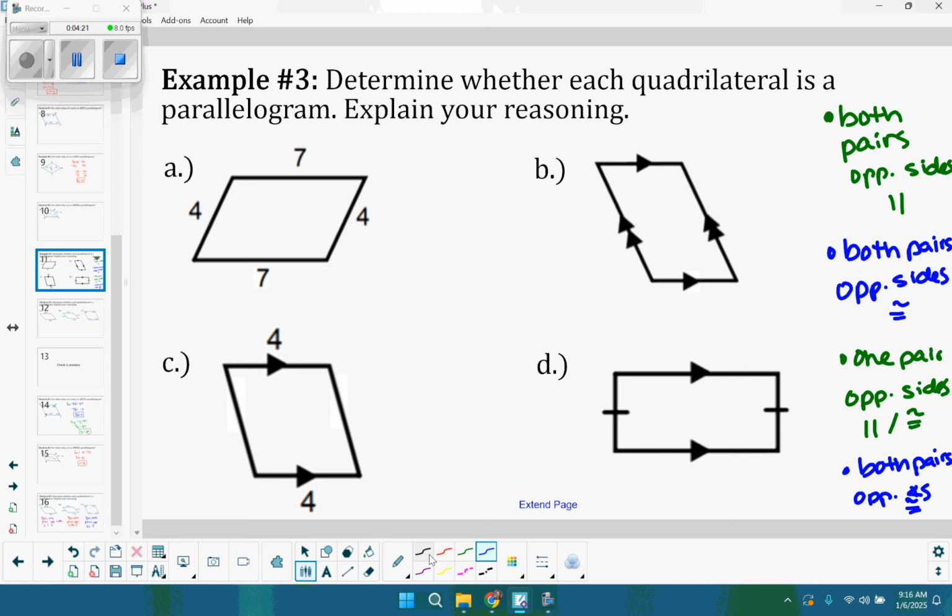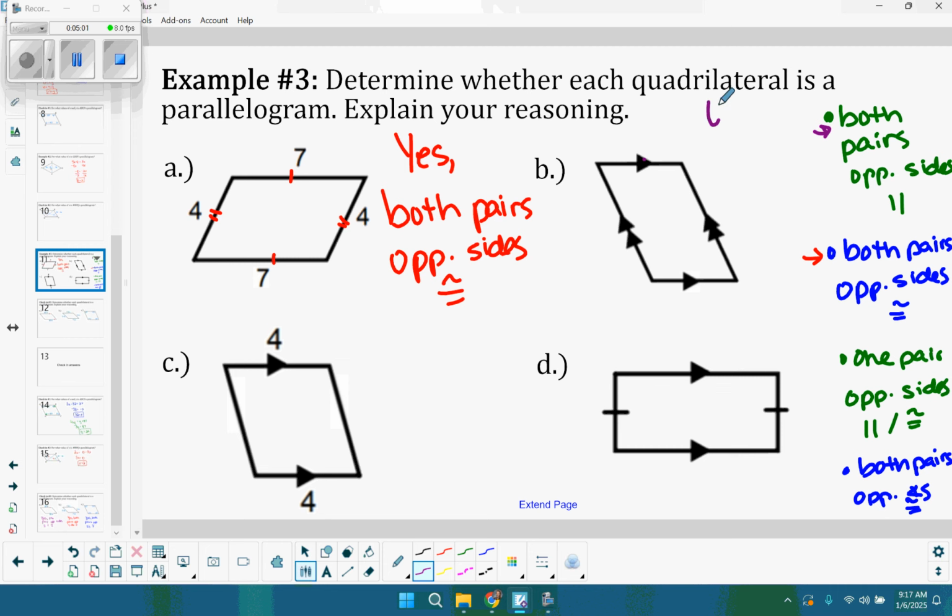In A, I see that I have 7 and 7, so these sides are the same, and I have 4 and 4, so these sides are the same. So these opposite sides are congruent, and these opposite sides are congruent. That's what I saw right here: both pairs of opposite sides are congruent. So this is yes, and my reason is both pairs of opposite sides congruent. For B, these symbols mean parallel. So these sides are parallel, and these sides are parallel. So both pairs of my opposite sides are parallel.